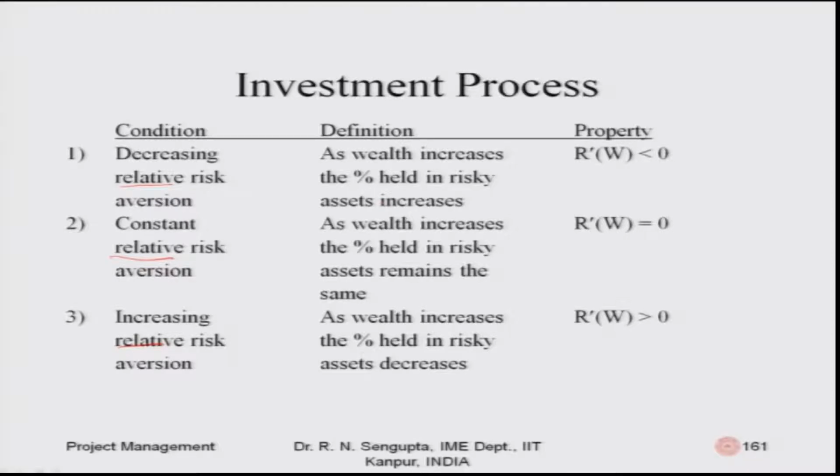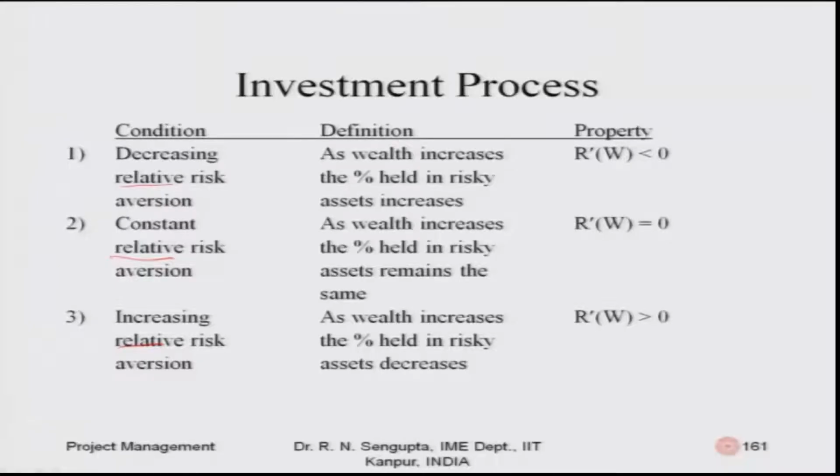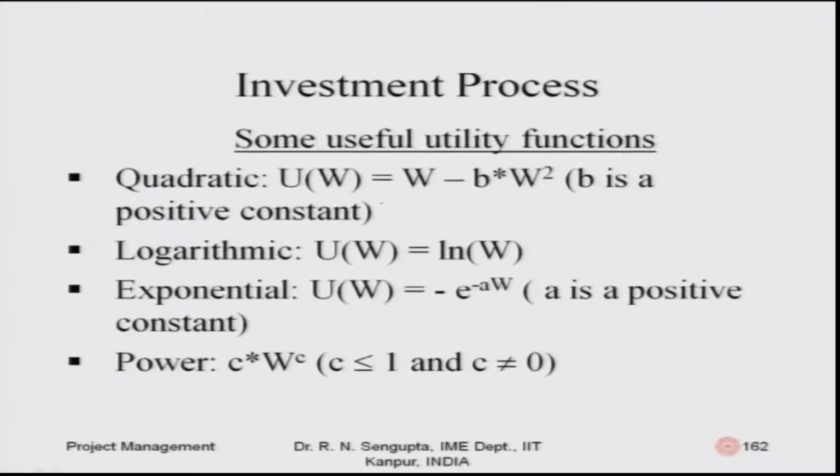For the second point, it means that in the percentage sense it is constant, it remains the same. Hence R prime is 0, that means I am risk neutral, neither willing to take the risk nor willing to basically avoid the risk, I am basically indifferent. And then the last point where R prime is greater than 0 means that as wealth increases, the percentage held in risky asset decreases.